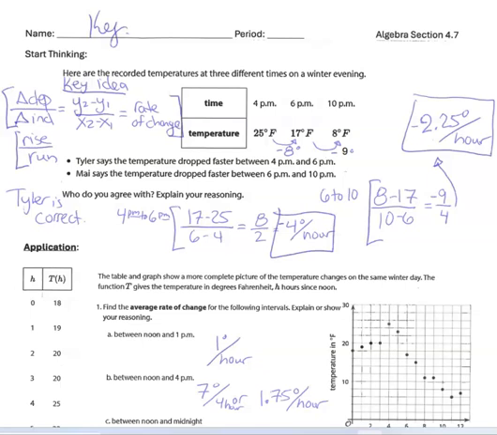All right, we are in 4.7. We are continuing our study of functions. What we're talking about today is rates of change. So the start thinking part says, here are some recorded temperatures at 3 different times on a winter evening.